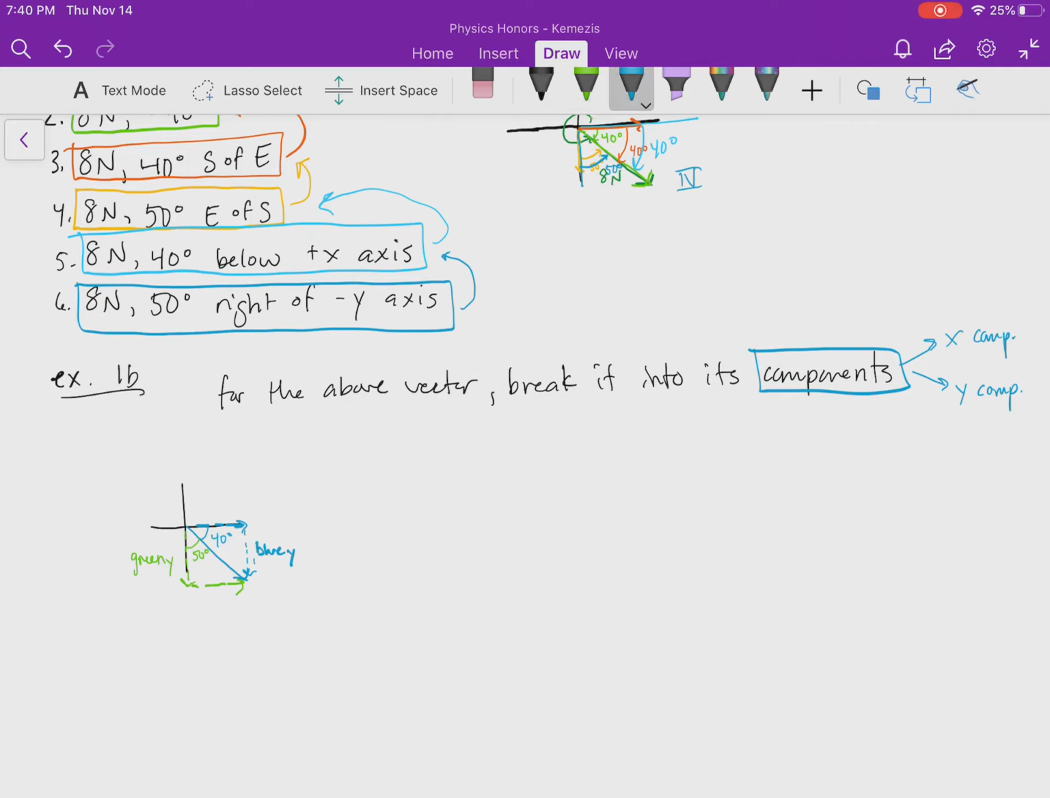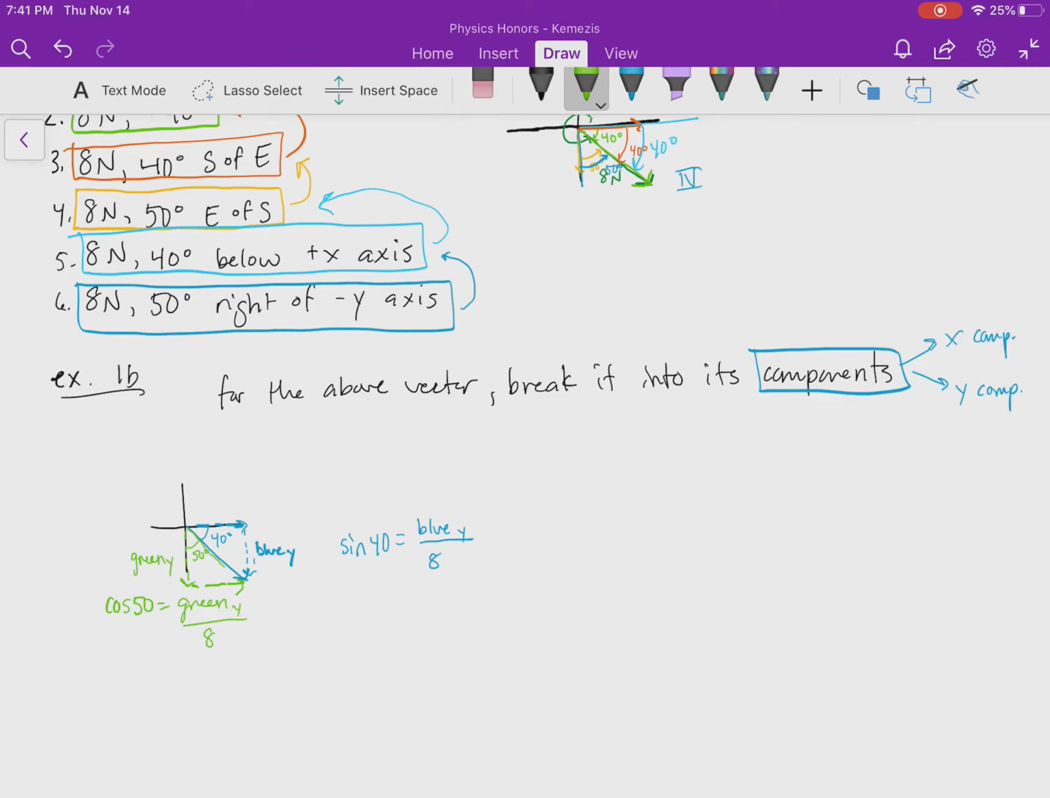notice that for the blue, this is opposite of the angle. So in order to find it, we would have to use the sine. So the sine of 40 is equal to blue y over our hypotenuse, and both of these hypotenuses is 8 newtons, and you don't have to show the unit if you don't want. If we want to do the green y, notice that it is adjacent to our 50 degrees, so green y is going to be equal not to the sine, but to the cosine of 50 is how we're going to find the green y. And again, hypotenuse is 8 newtons.